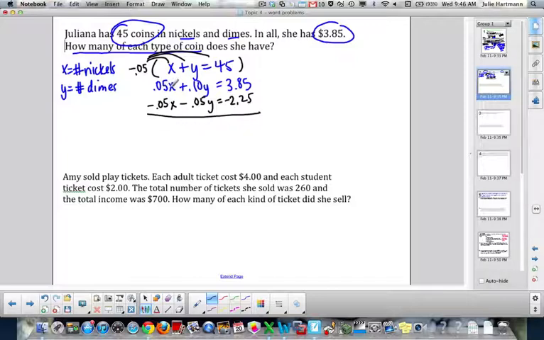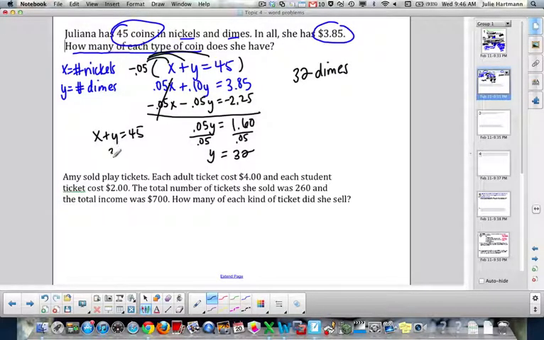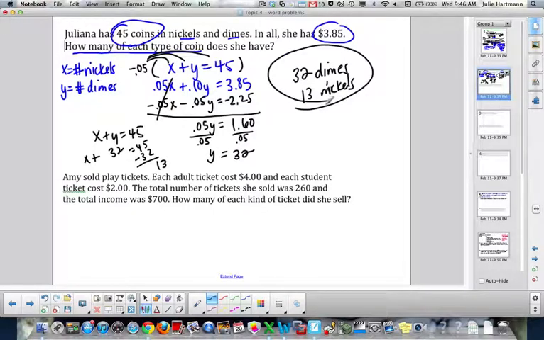Now I combine 0.05x minus 0.05x, that cancels. Here I get 0.05y equals $1.60. Divide by 0.05, y equals 32. So that tells me that I have 32 dimes. And then x plus y equals 45, so if y equals 32, we minus the 32, I have 13. So x equals 13, we have 13 nickels. Okay, so 32 dimes and 13 nickels.